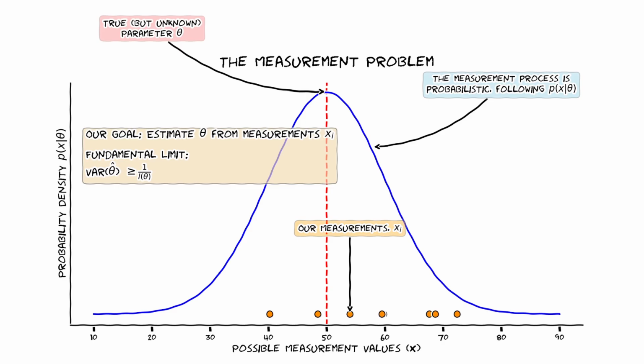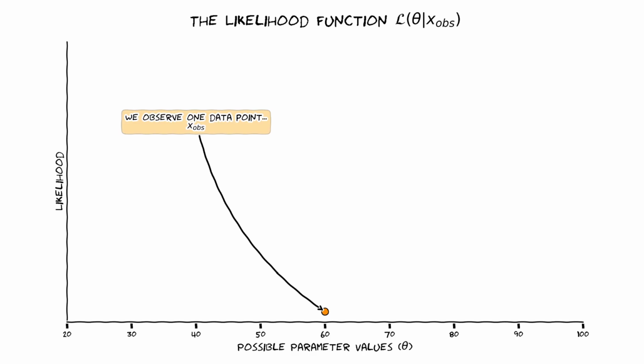This limit on precision is known as the Cramér-Rao Lower Bound, and it is defined by the inverse of a quantity called the Fisher information, I of theta. More information means a lower possible error. So how do we get from our data to an estimate? We use the concept of likelihood.